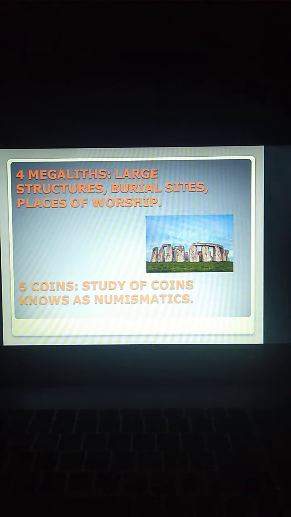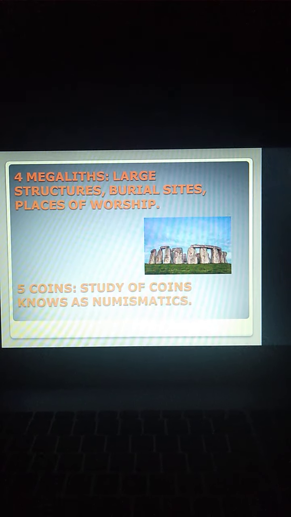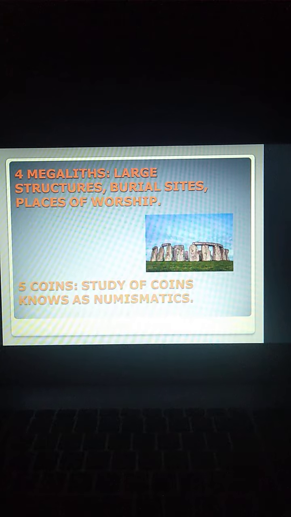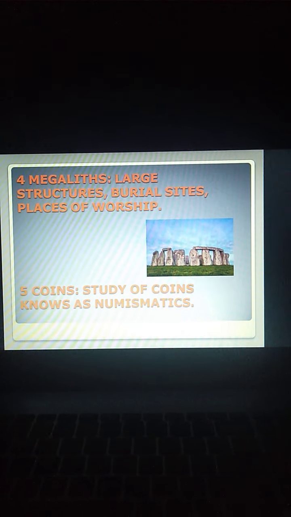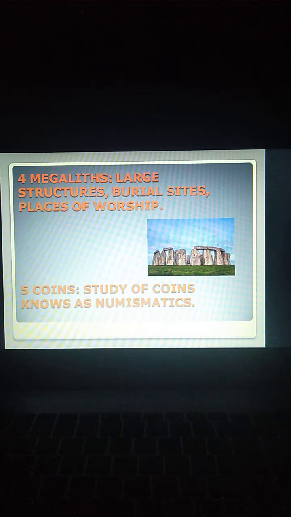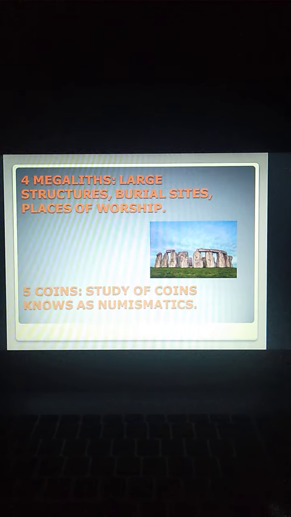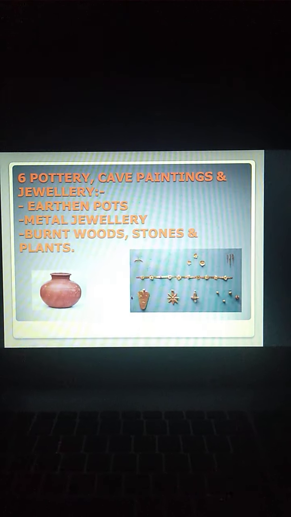Like in this picture, you saw a large megalith made up of stone. Next, we have coins. Historians or archaeologists also found various coins which belong to various historical periods, and the study of coins is known as numismatics. Then pottery, cave paintings and jewelry.